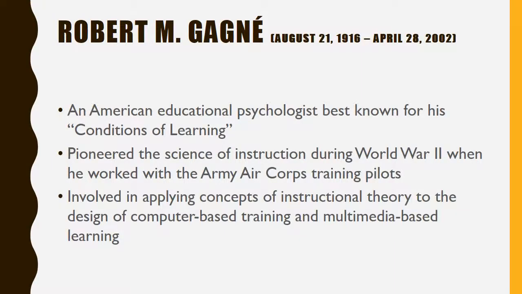To start off with some information about Robert M. Gagné, he was born August 21st, 1916, and he passed away April 28th of 2002. He was an American educational psychologist. He was best known for his conditions of learning, which we'll talk about later.